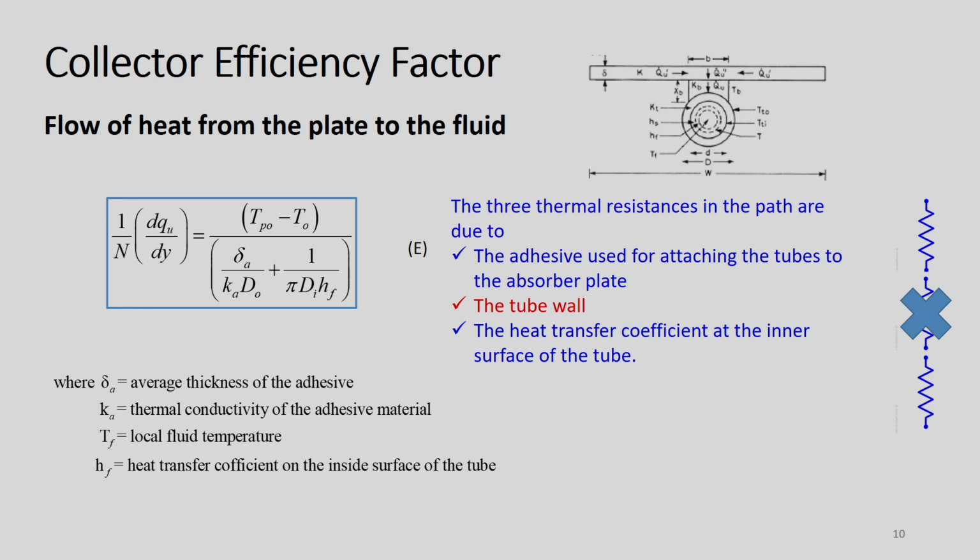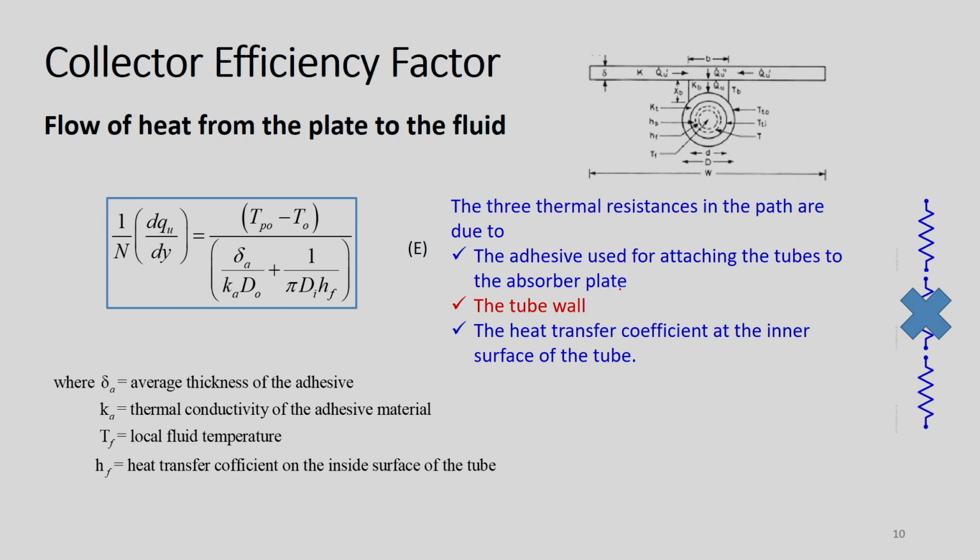Now, the next step is to calculate the flow of heat from the plate to the fluid. When we are talking about flow of heat from the plate to the tube, we must consider 3 thermal resistances, because heat will be lost. These thermal resistances need to be considered. What are those? The adhesive used for attaching the tube to the absorber plate, then the tube wall. As you can see, this is the adhesive used here, this is the plate, and this is the tube wall. And then the heat transfer coefficient at the inner surface of the tube. So, these resistances are offered.